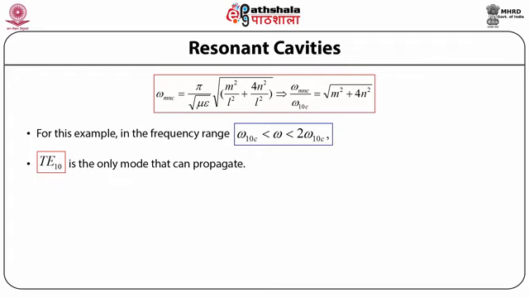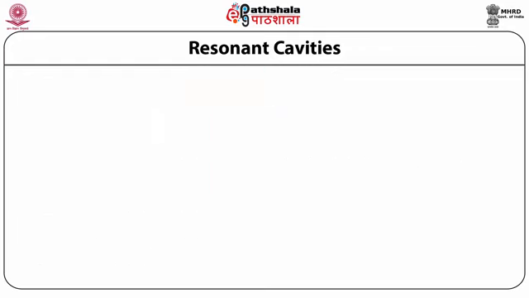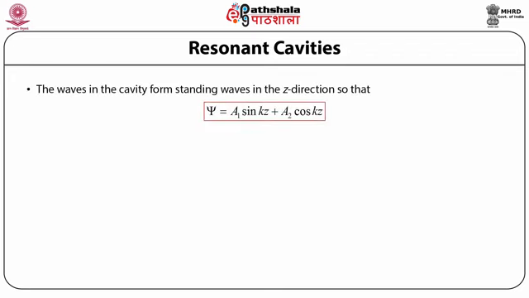Now let us consider the case of resonant cavities. So again, we define a cavity with a cylindrical shape, an arbitrary shaped cross section having length L with the axis of the cylindrical cavity along the z direction, closed by planar surfaces normal to the axis and filled with a dielectric medium having the electric permittivity epsilon and the magnetic permeability mu. So the waves in the cavity are enclosed by planar surfaces at the two ends.